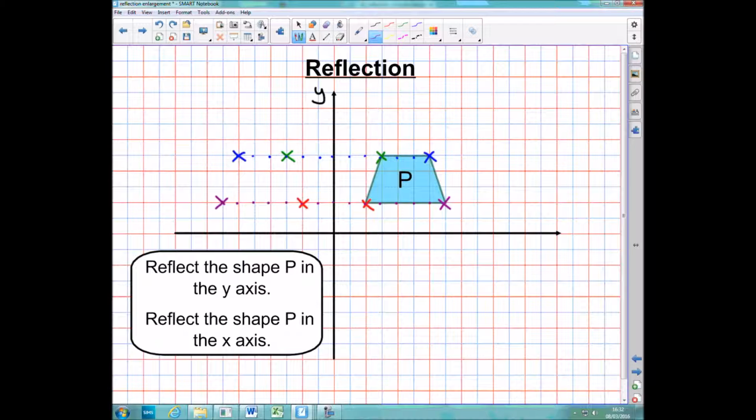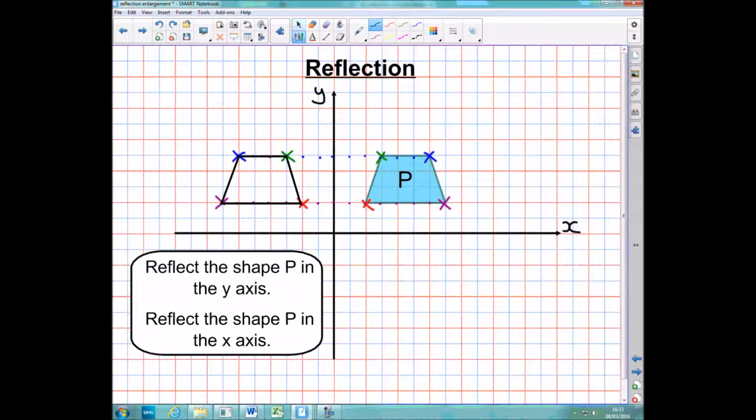Okay, so now that I've got all my corners, I'm just going to join them up with a straight line. Now I want to reflect the shape P in the x-axis. The x-axis is the other one, the one that goes side to side. A way of remembering that this is the x-axis is because x is a cross, and if you think about the letter x, it is actually a cross shape.